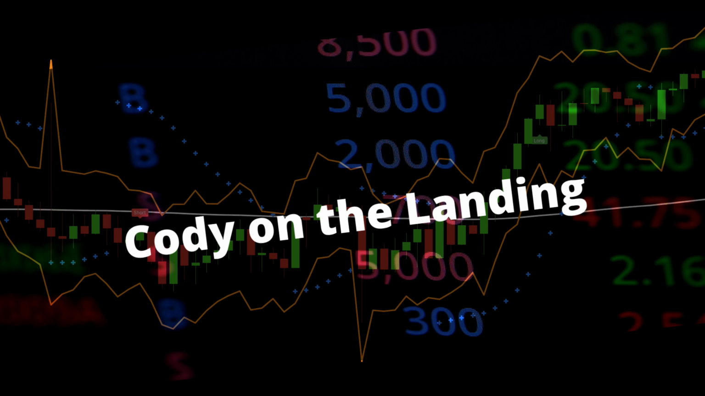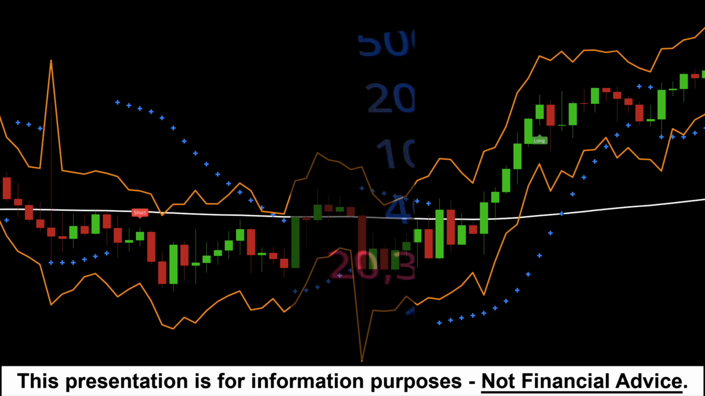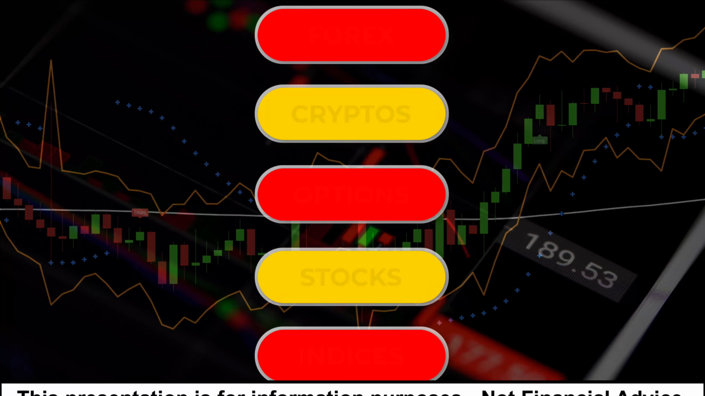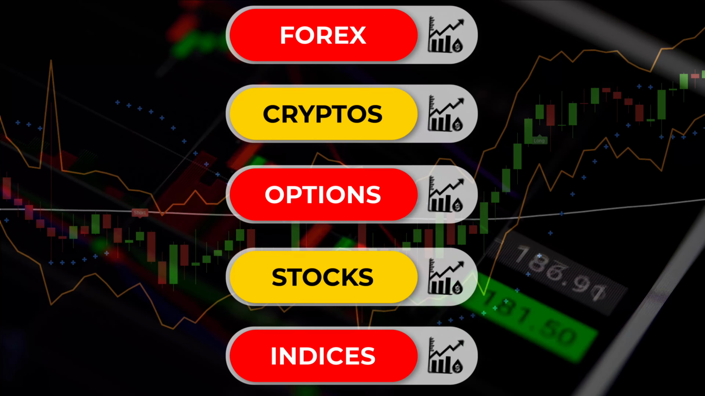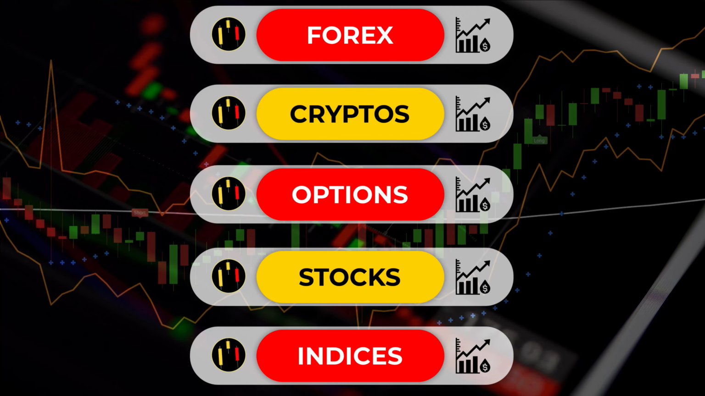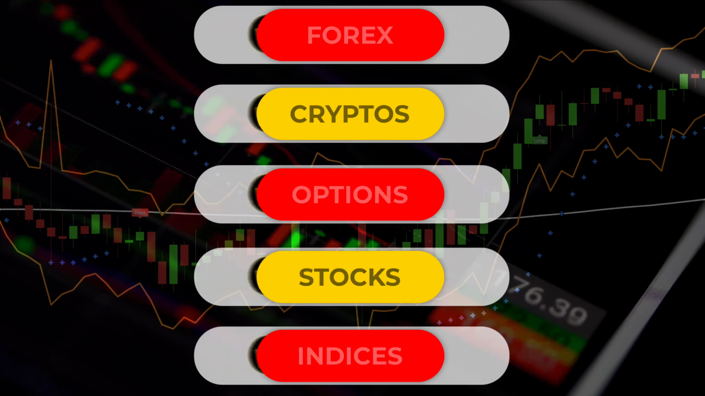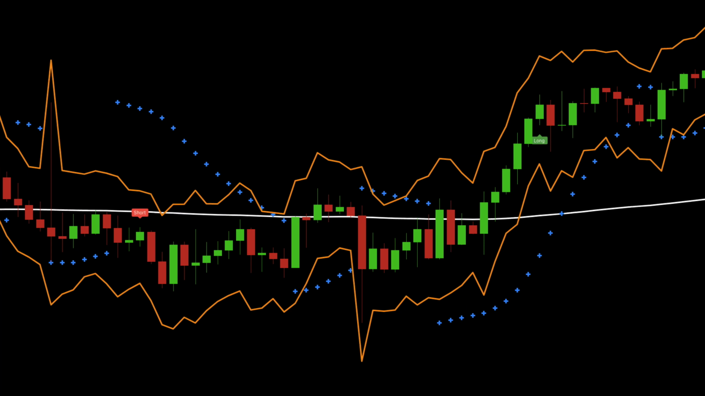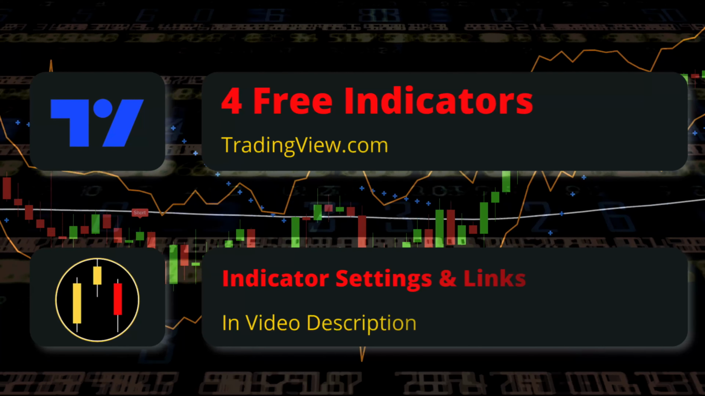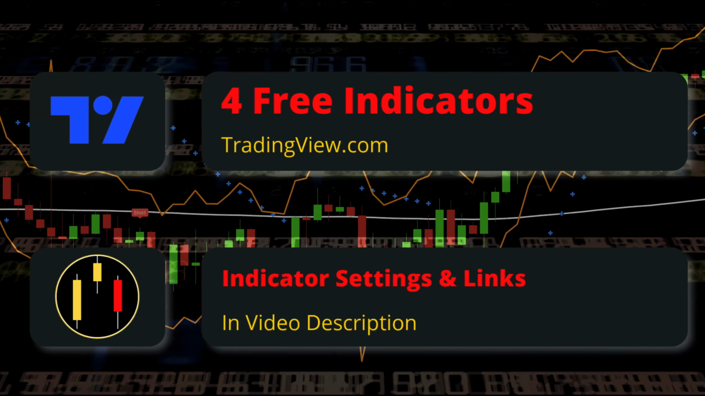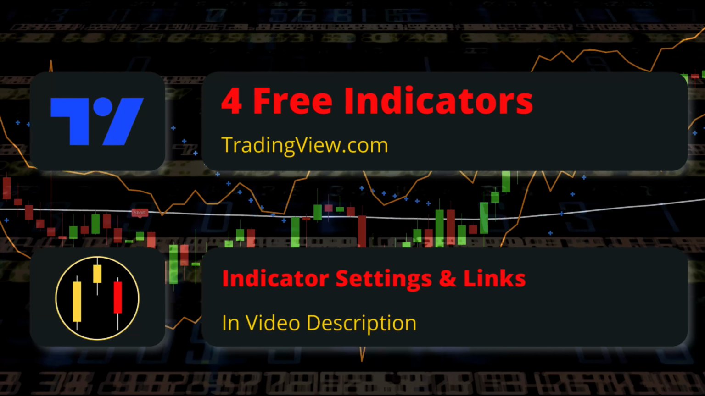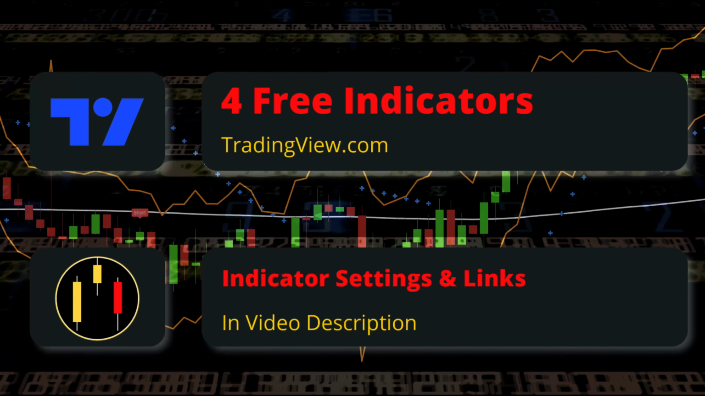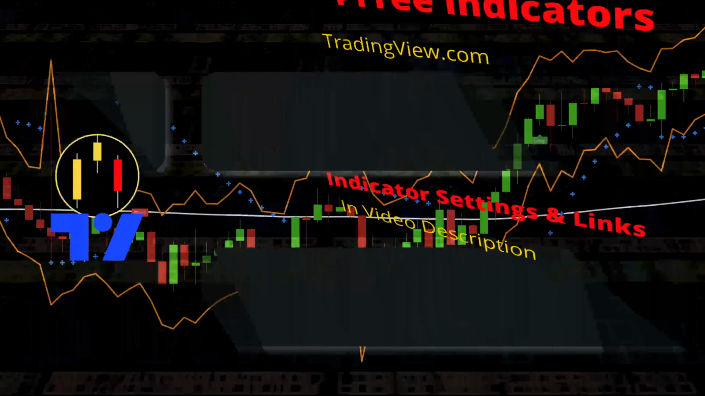I call this system Cody on the Landing. And like most trading systems, it can be adapted to Forex, crypto, options, stocks, indices, or any instrument that has significant volume and market participants. This trading strategy utilizes 4 free TradingView indicators. As always, links and settings to all indicators are listed in the description.